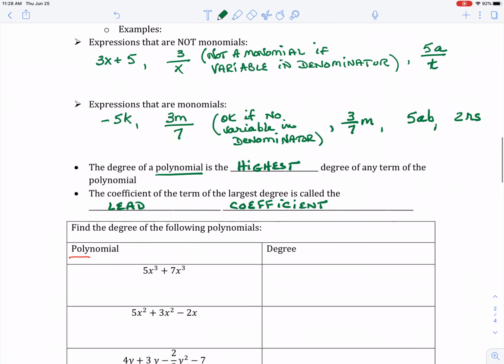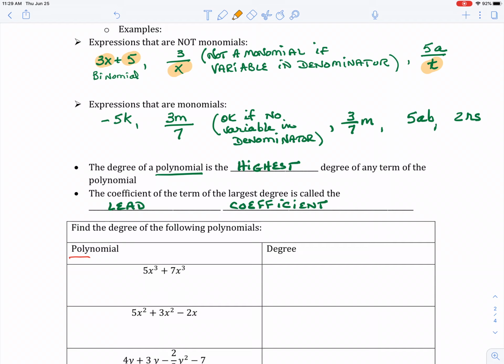All right, so let me show you some things that are not monomials and tell you why. This is not a monomial because it's got two terms. This is actually what we would call a binomial. This next one is not a monomial because it has a variable in the denominator. Same reason over here. We can't have variables in the denominator and fit the definition of a polynomial or monomial.